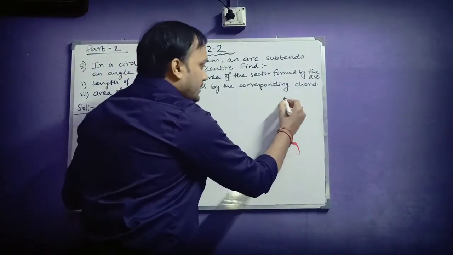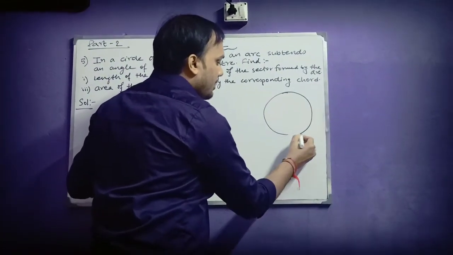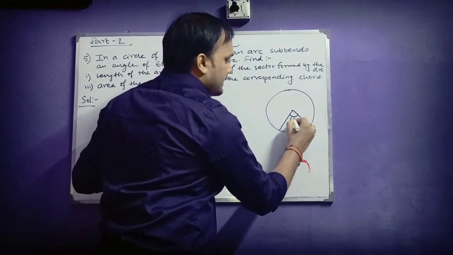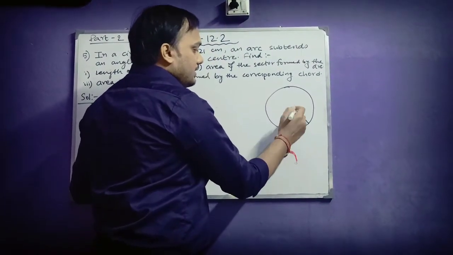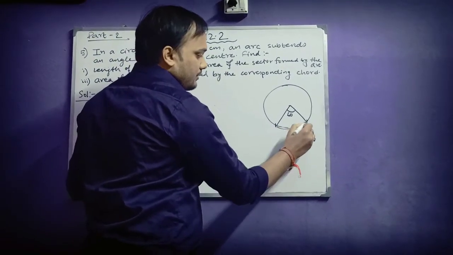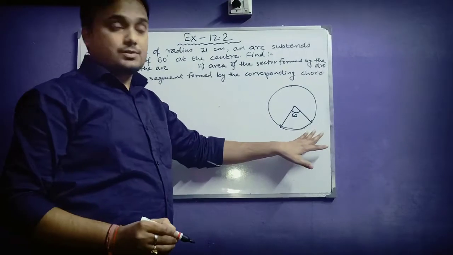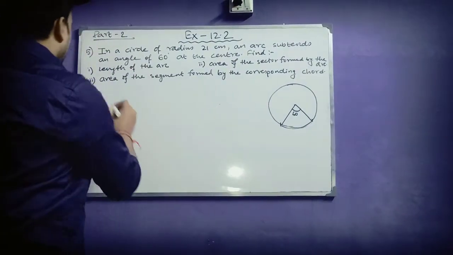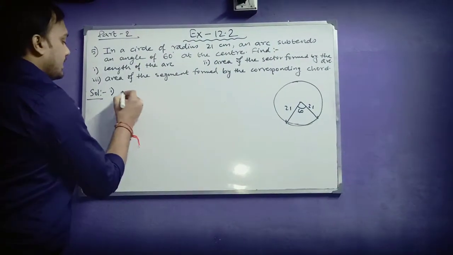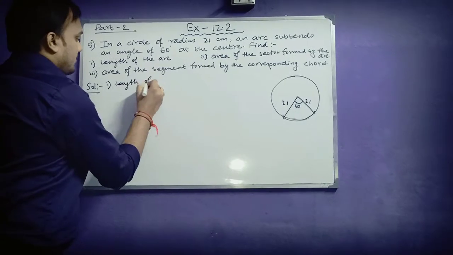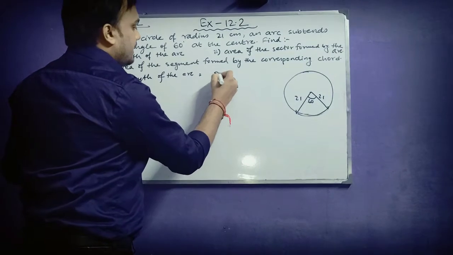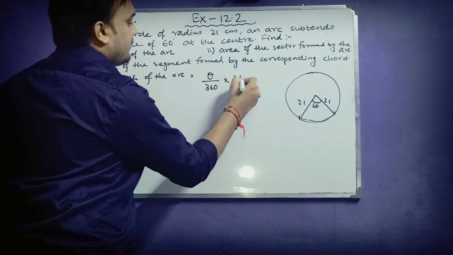So what will be the diagram here? Let us draw the diagram. This is the center of the circle, and this angle is 60 degree. In the first question, we need to find the length of this arc, from here to here. So how will we find this length? As the radius is 21 centimeter, the length of the arc will be, as we know the formula we have discussed already before, theta by 360 into the total circumference of the circle.